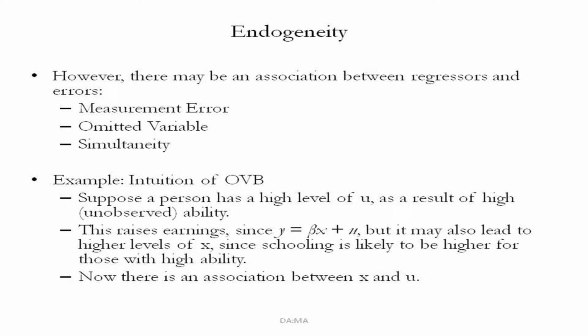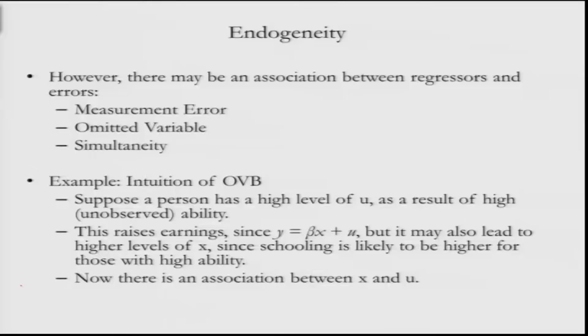So, let us take an intuition to understand the omitted variable idea. Suppose a person has a high level of u as a result of high unobserved ability. When we say unobserved ability, what we mean is that we do not observe the ability of this person, and hence we cannot control for ability in the regression equation y equal to beta x plus u. So, we cannot explicitly control for ability, which means that ability is now part of u, which explains y, something that we just saw before.